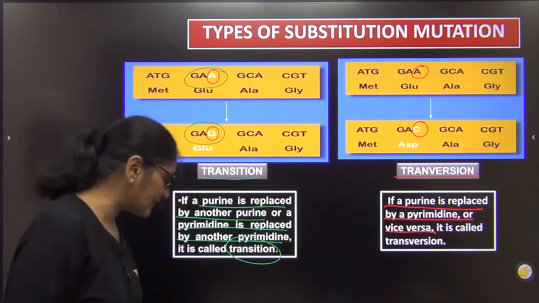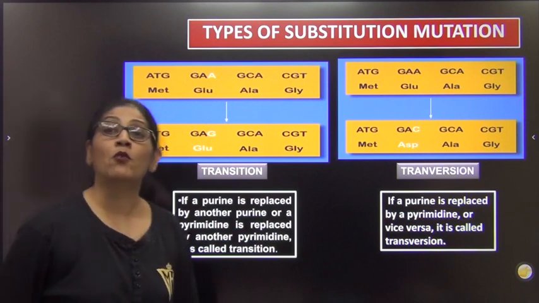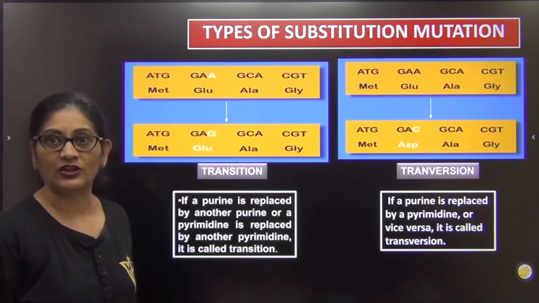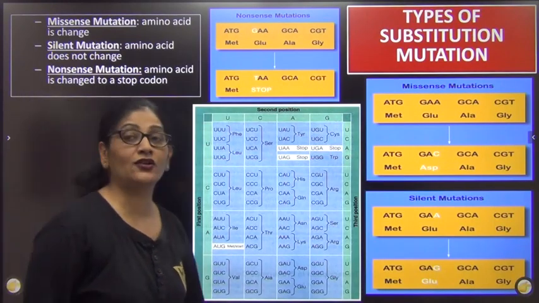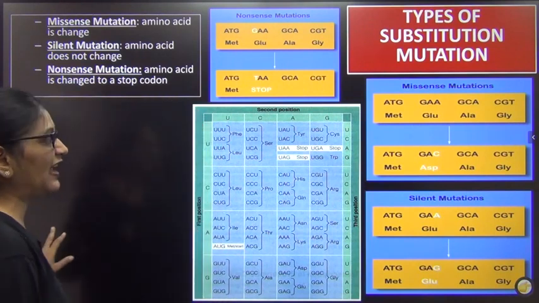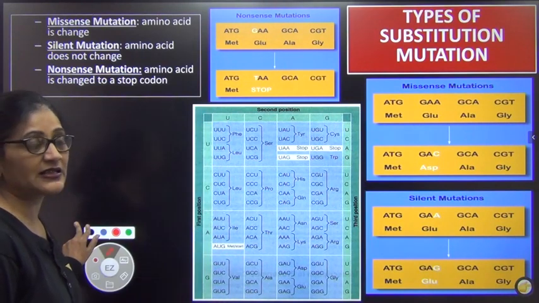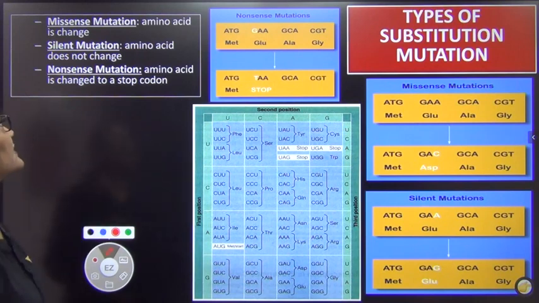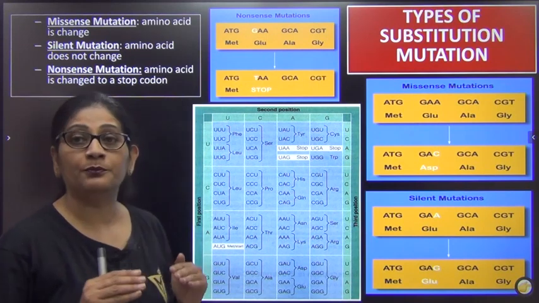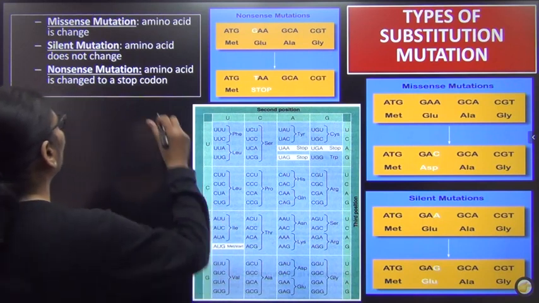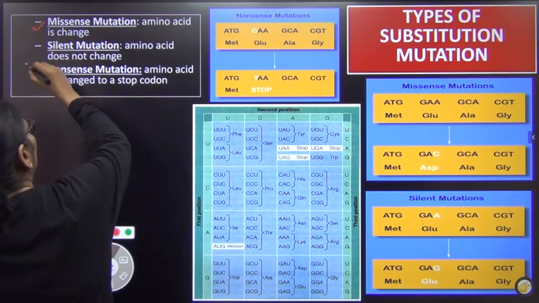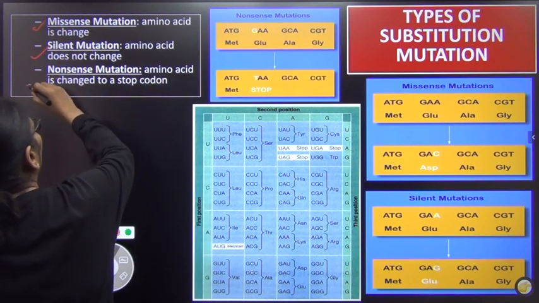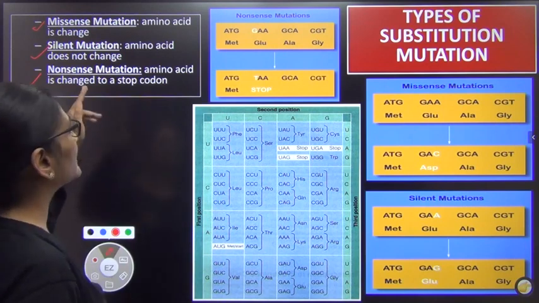Now, besides this, you need to know some more terms related to point mutation, and though they are not there in your NCERT, they have been asked in the medical entrance exam. Now, look at this. This point mutation can again be of three types. One is called missense, the other is called silent, and the third is called nonsense mutation.